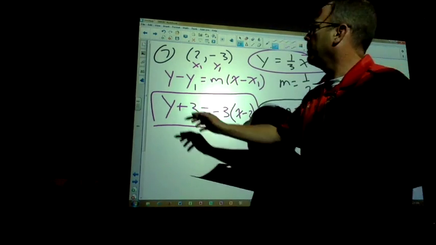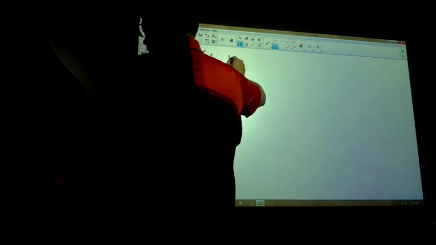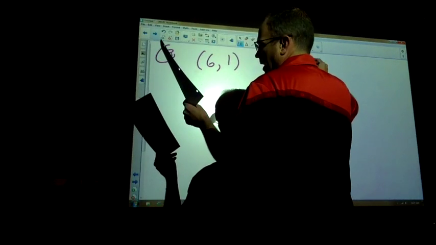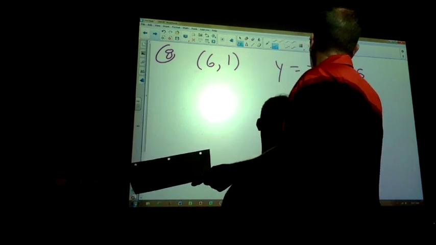Number 8, I have this. Then I have this as my. So what is my slope of this line?